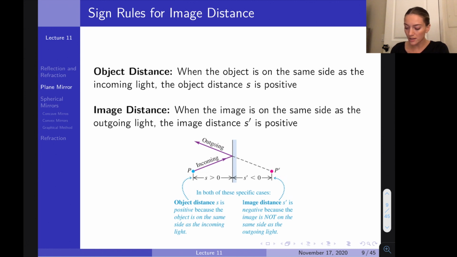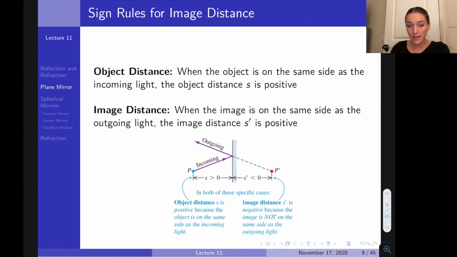if it's on the same side as the incoming light. So in the case of a mirror, when you're looking at yourself in the mirror, you are obviously on the same side of the mirror as the light, right? Because wherever your light is, you're on the same side of the mirror as that. You can't see yourself in a mirror if the light is on the other side of the mirror. So for the case of a plane mirror, the object distance is always positive because the incoming light is on the same side of the mirror as the object.